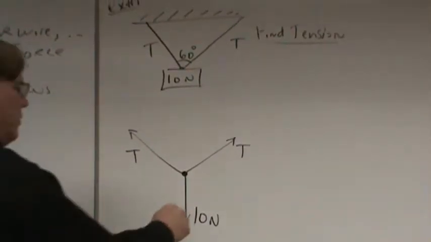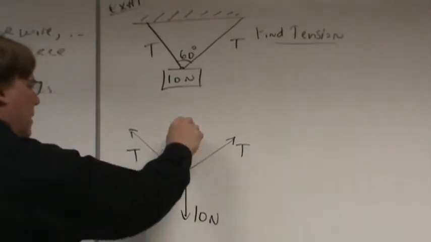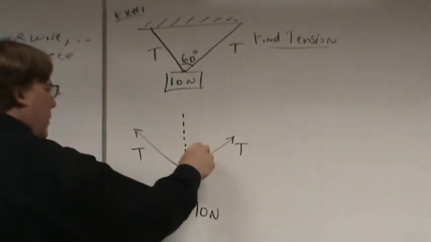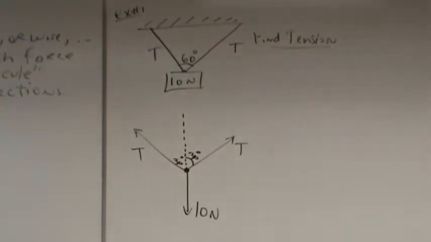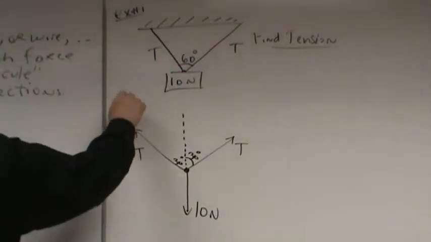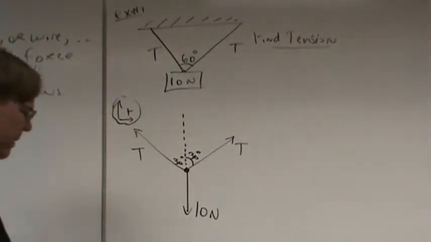Next, I'm going to do what Maxwell was recommending. I'm going to say that this is a 30-degree angle and this is a 30-degree angle. I'm going to define up as positive and to the right as positive. So go ahead and make your free body diagram.